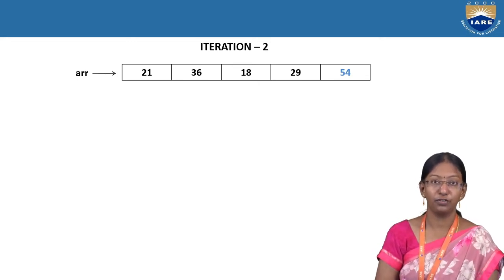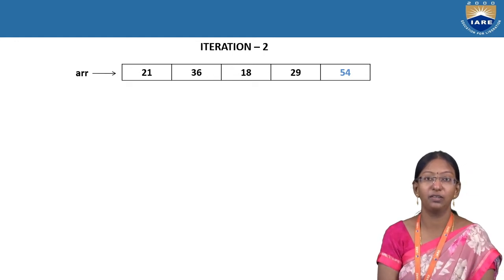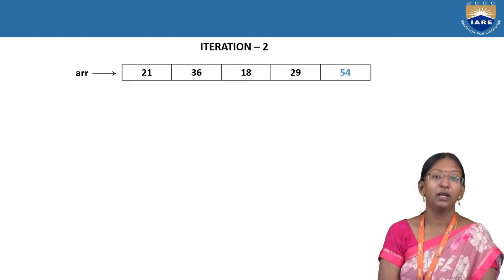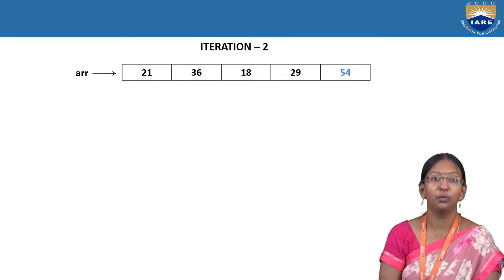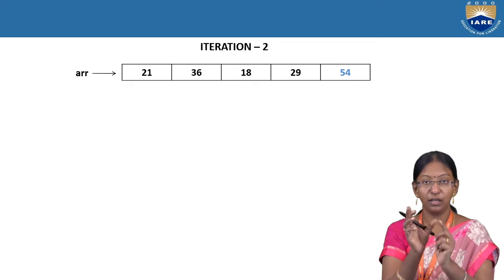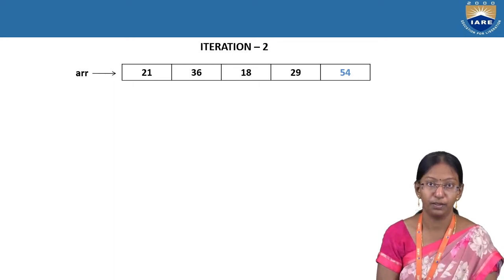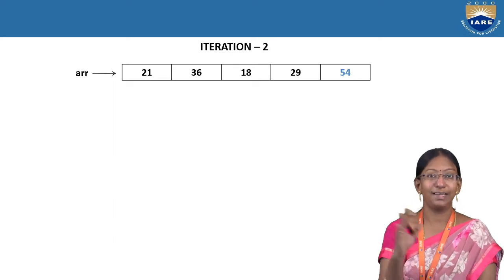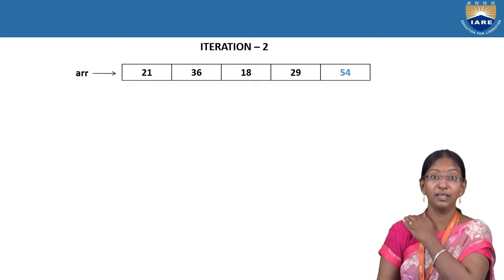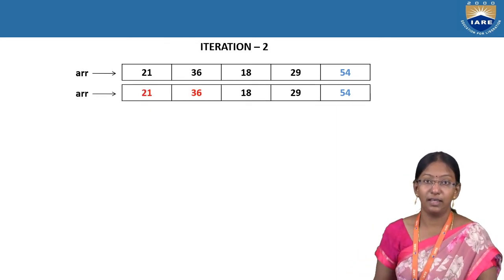Okay, iteration 2. I hope you can see the change in the color. I have fixed the position of 54. That is the beauty of bubble sort. With every iteration, it brings the largest element in the list to its right position. Guys, got it? So let's start iteration 2. This is our current list. Again, start the same process.